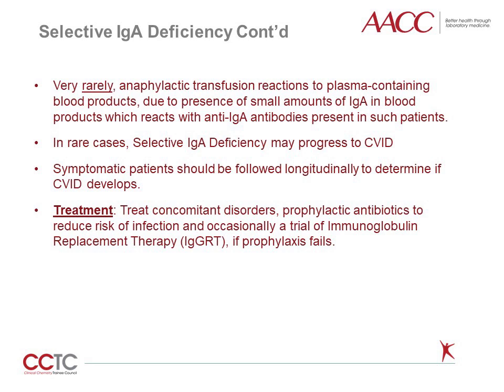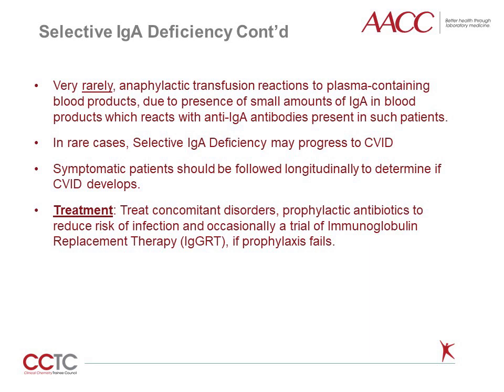In rare cases, selective IgA deficiency may progress into CVID, common variable immunodeficiency. In these situations, symptomatic patients should be followed clinically and by immunoglobulin levels longitudinally to determine if CVID develops.